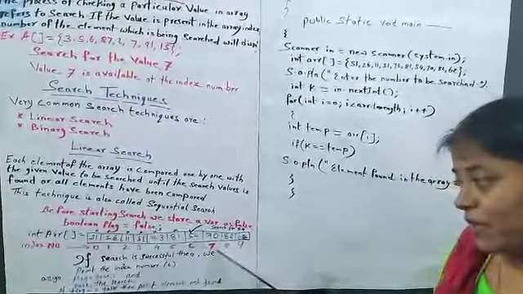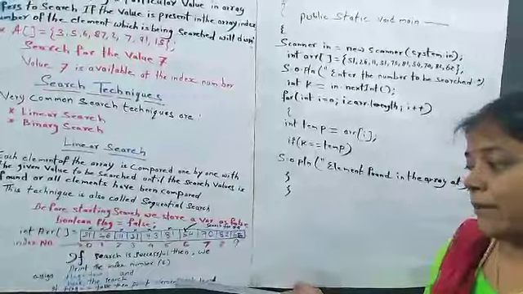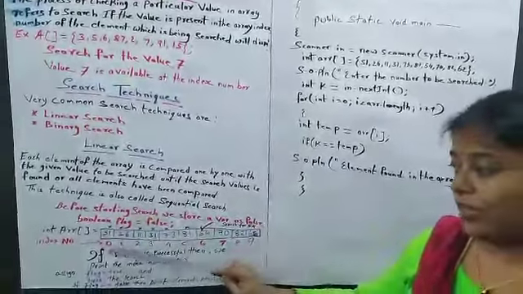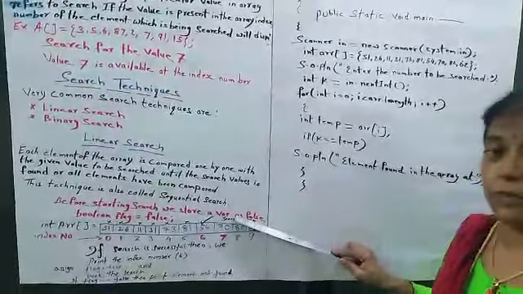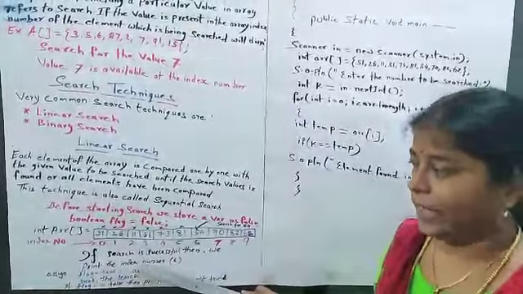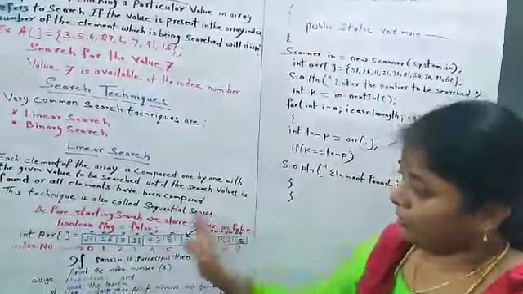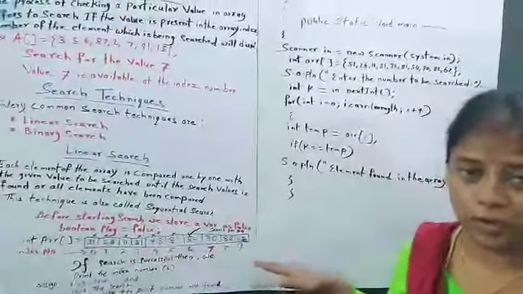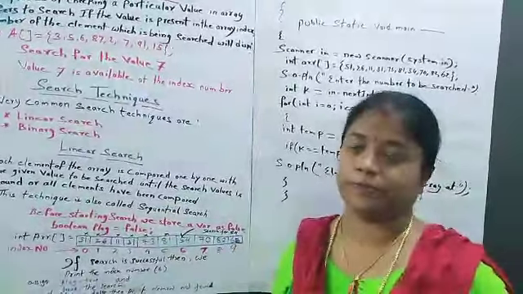If the number is not present here, what do you have to write? Flag equal to false, and print element not found. Overall, you have to compare all the elements with the number you are searching for. So this was the technique of searching. It is very easy. Compare 51, like this also you compare, compare 54 with this 6. Like this you have to compare the elements with the given value.